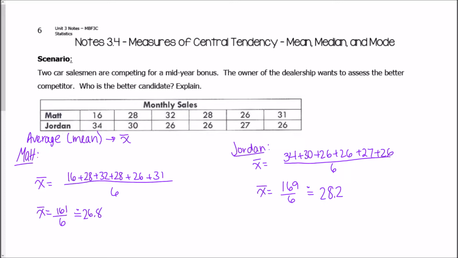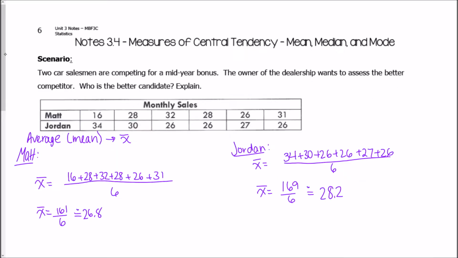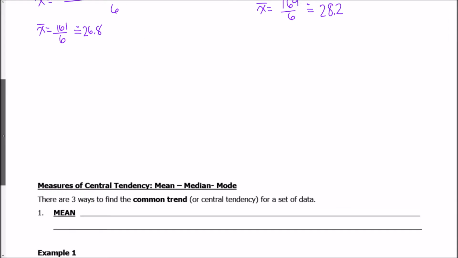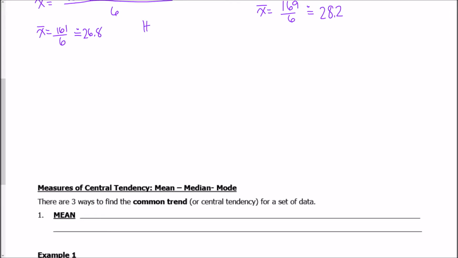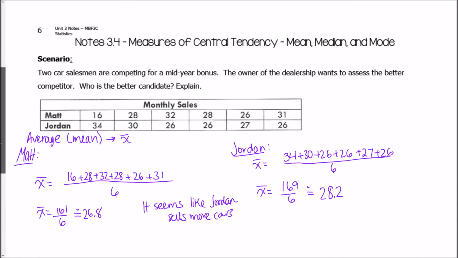Okay, so based on this, it appears that Jordan sells more cars. Okay, sorry about that. So right here, it seems like Jordan sells more cars, because on average, Matt sells 26.8 cars and Jordan sells 28.2 cars. Okay, so now the next thing we're going to do is check the middle values right here.